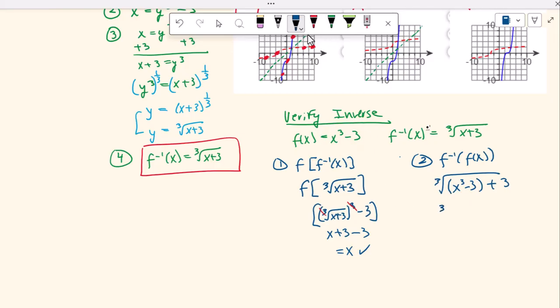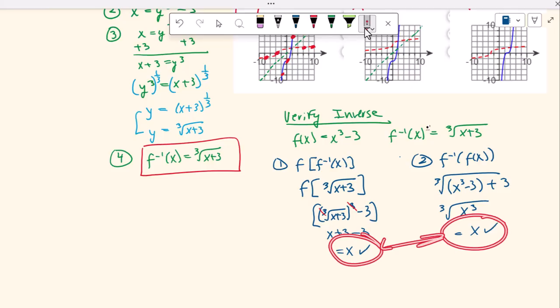So let's simplify this. Minus 3 plus 3 cancel, and I'm left with the cubic root of x cubed. The root and the power cancel, and I'm just left with x. So this checks as well. So that verifies that they are inverses of each other, and that's usually just an algebraic process to establish that. It can get a little tedious with a lot of algebra, but it's very satisfying when you get this x at the end, no matter how ugly what you start with is.